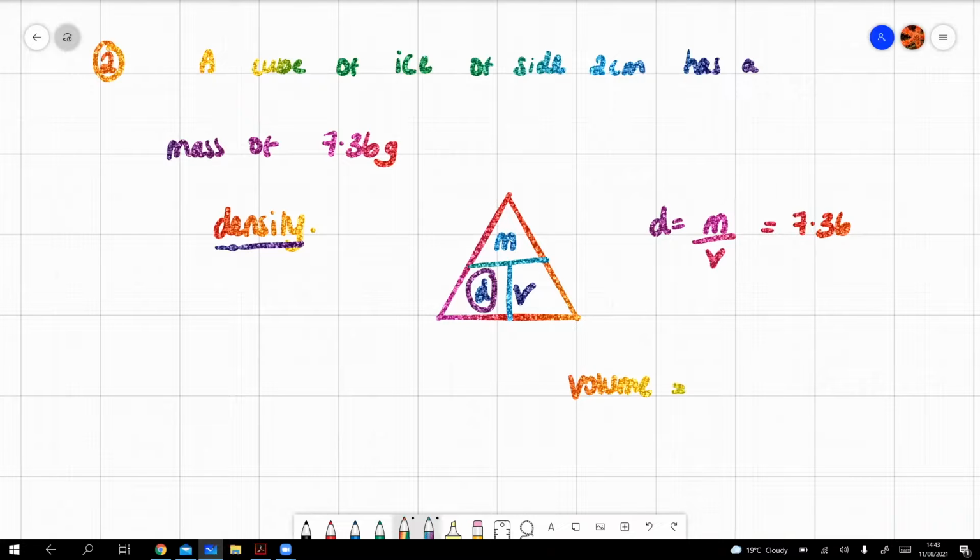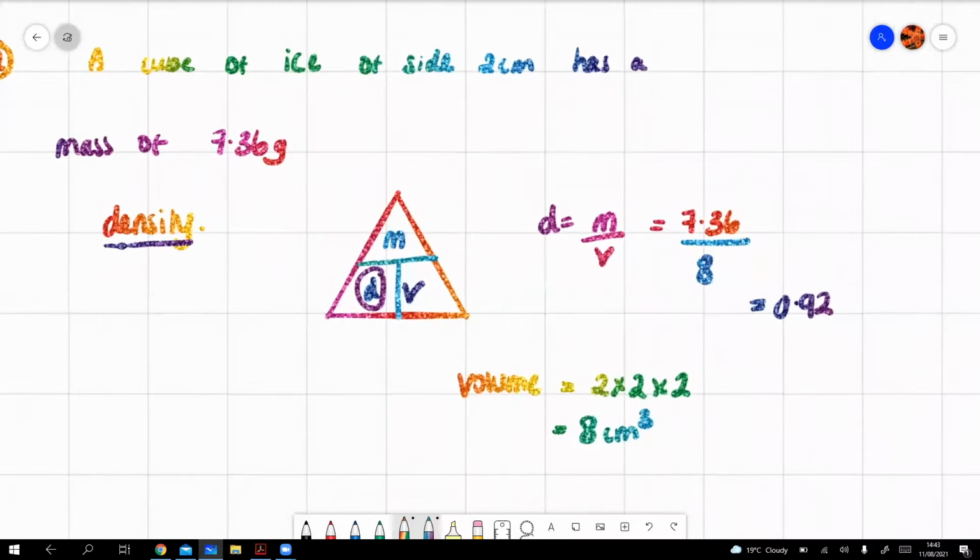Well, they're all the same, aren't they? Because it's a cube. So 2 times 2 times 2. Well, 2 times 2 is 4. 4 times 2 is 8. Okay, 8 centimeters cubed is the volume. I now know the volume, so I can divide. So I can do 7.36 divided by 8 on my calculator, and I end up with 0.92.